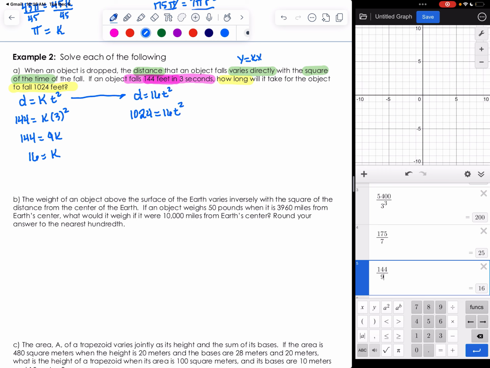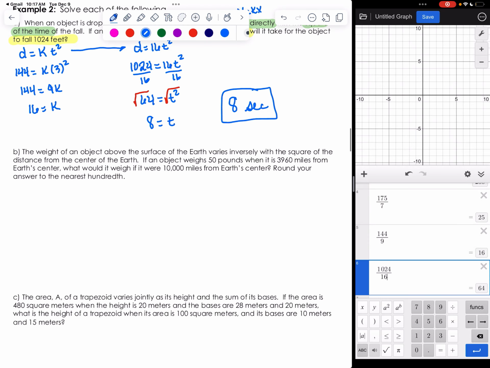Okay, so I'll divide both sides by 16. 1,024 divided by 16 gives me 64 equals t squared. Now take your square root of both sides, and we're only going to use the positive answer here because we're talking about number of seconds. So it will take 8 seconds to fall 1,024 feet.